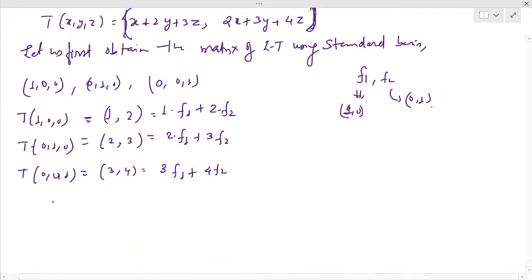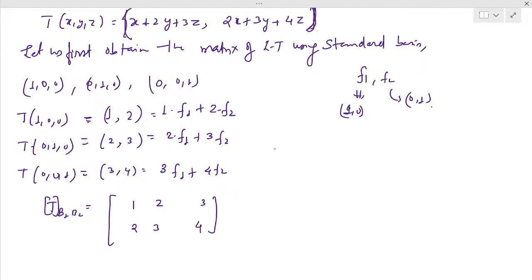So the matrix of linear transformation T from the standard basis b1 to b2 would be equal to what? It would be equal to (1, 2), (2, 3), (3, 4). Okay, and I think this is right. Is that clear?